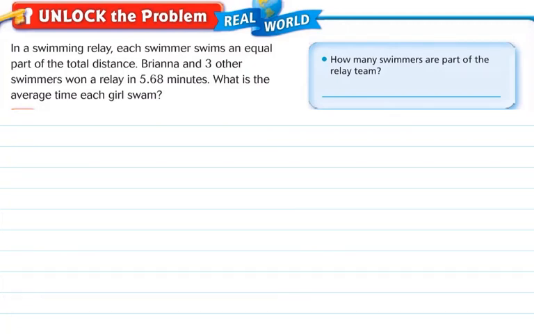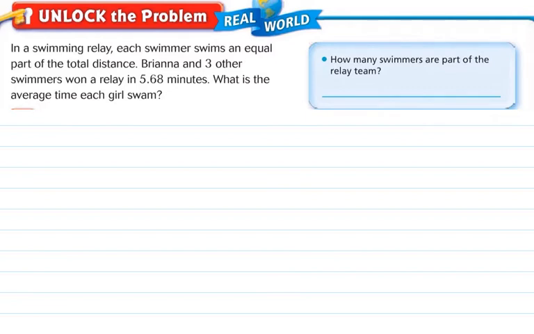Students, in lesson 5.4, we are going to be exploring division of decimals by whole numbers. Let's start on the right-hand side of the page in this blue box where it says how many swimmers are part of the relay team. That's something we're going to want to keep in mind when we read the problem. Now, our essential question for today's class is, how can you divide decimals by whole numbers?